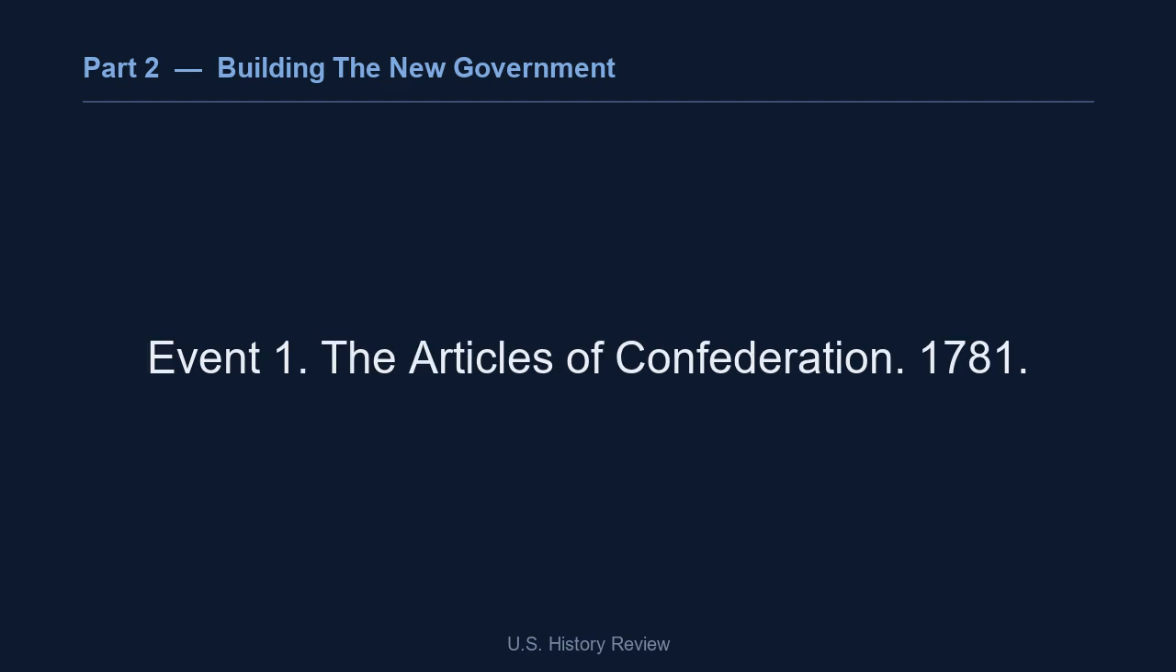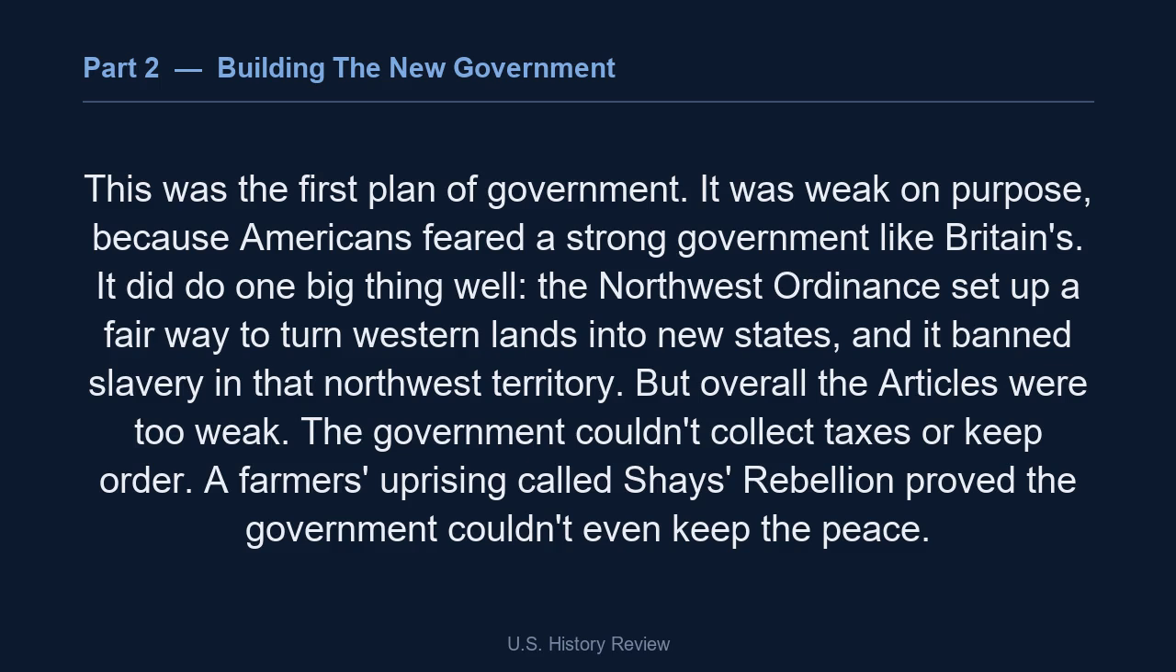Event 1. The Articles of Confederation. 1781. This was the first plan of government. It was weak on purpose, because Americans feared a strong government like Britain's. It did do one big thing well. The Northwest Ordinance set up a fair way to turn Western lands into new states, and it banned slavery in that Northwest territory. But overall the Articles were too weak.